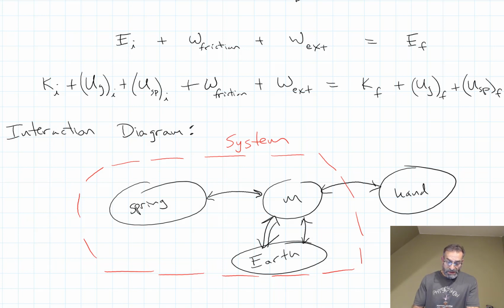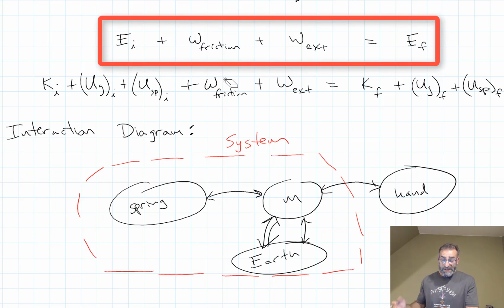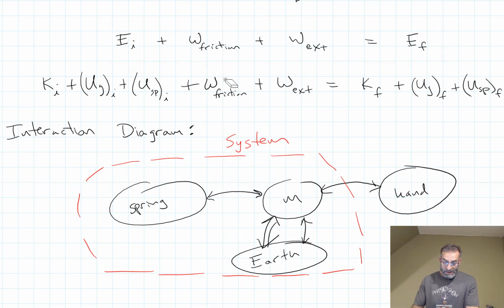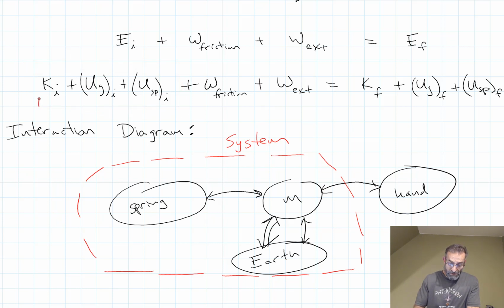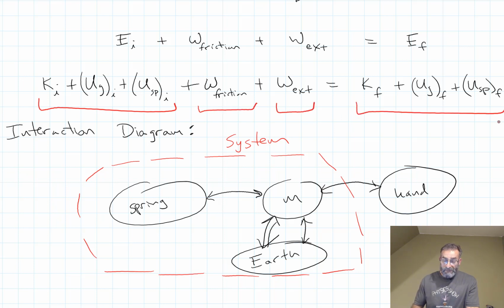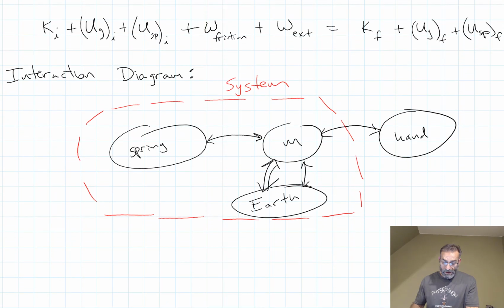Last time, we started with our most basic energy equation, E initial plus the work done by friction plus the work done by external forces is equal to our final mechanical energy. And we said, what is mechanical energy? It could be kinetic, gravitational potential, or spring potential. So we could have any or all of those at the beginning of our problem. We've got the work done by friction, work done by external forces, and we could have kinetic, gravitational potential, or spring potential energy at the end of our problem. And this is the way we defined our system.